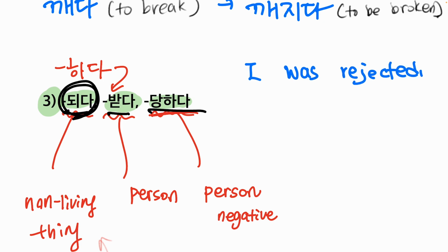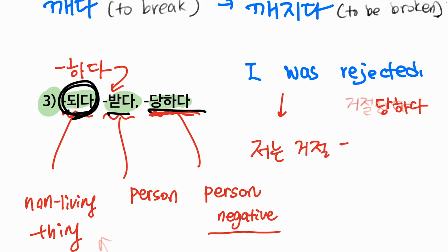And what if you want to say something negative, like I was rejected? So reject is 거절하다. How would you change 하다 to make it into a passive verb? It would be 당하다, because you were done something negative. So for I was rejected, you can say 저는 거절당했어요. So that's how you can turn 하다 ending verbs into its passive form.